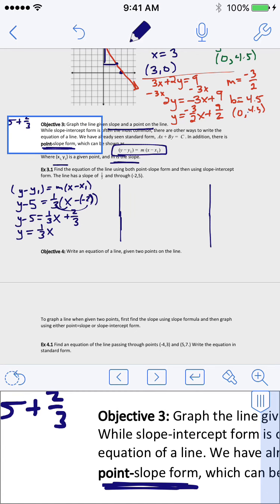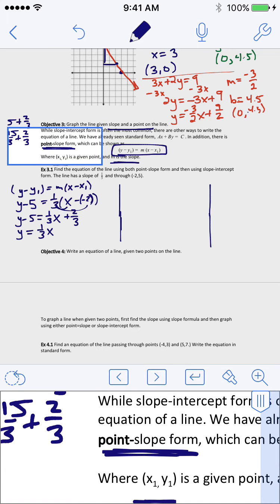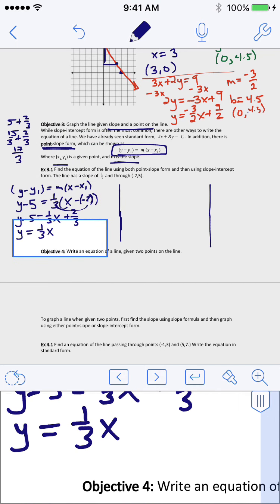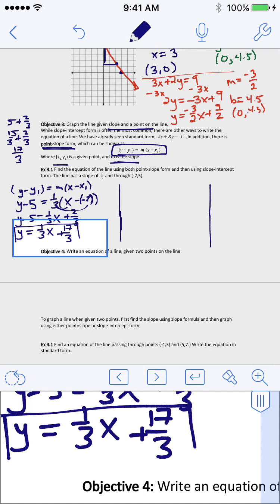Well, I can't add them as they are. I need to find a least common denominator. But if I think about the fact that 5 whole pies has 15 thirds, then I can convert this to 15 thirds plus 2 thirds, right? So that's the same thing as a 5. And now it looks like I have a total of 17 thirds. So 5 plus 2 thirds is 17 thirds. You want to leave it as a fraction. I know some of you are addicted to your calculators when it comes to adding fractions, but right now I would like you to leave it as a fraction, just so you can see what we do later on. But there we go. And we end up getting y equals mx plus b, or y is equal to 1/3 x plus 17 thirds.